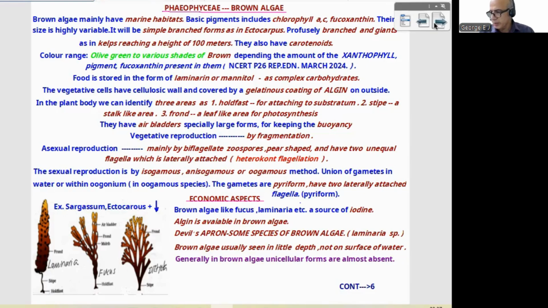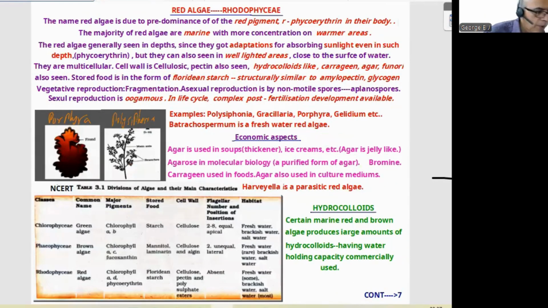Now we can proceed to the last group, red algae. When we come to red algae, Rhodophyceae, the name red algae is due to the predominance of the red pigment phycoerythrin in their body. The majority of red algae are marine, with more concentration in warmer areas. Red algae are generally seen in depths, since they have adaptation for absorbing sunlight even at such a depth. They can also be seen in well-lighted areas close to the surface of water.